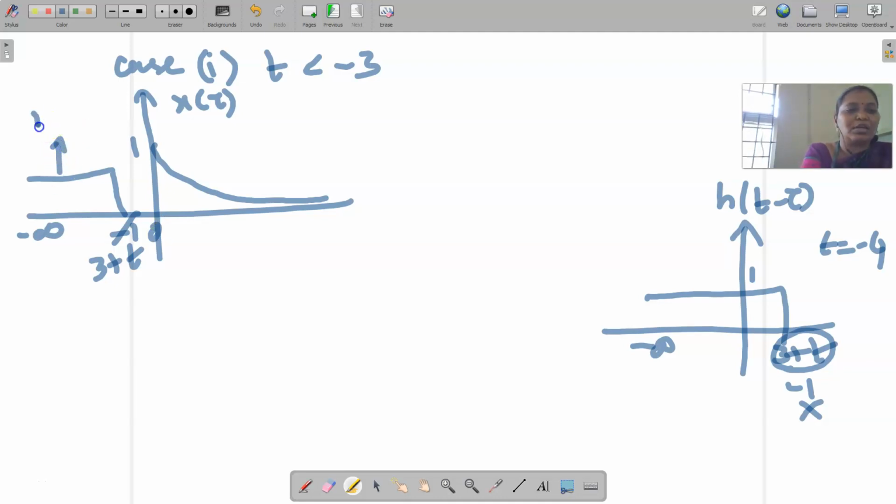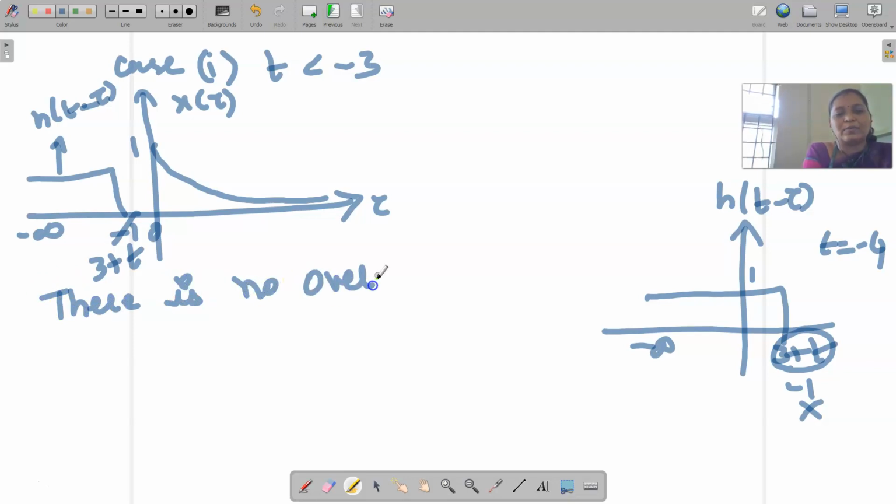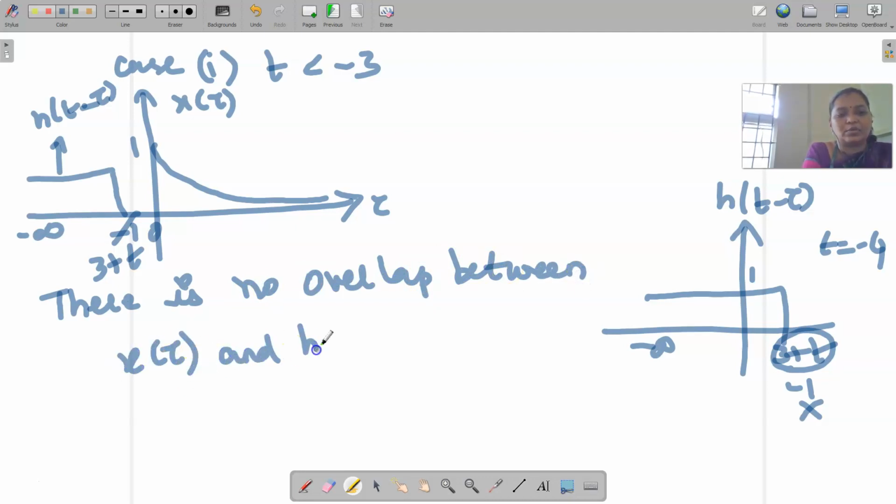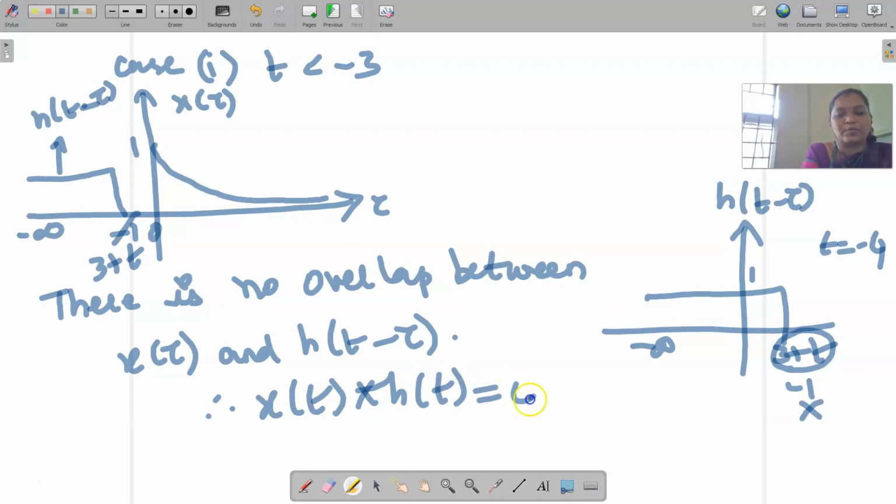So, this diagram is your h of t minus tau, this diagram is your x of tau, there is no overlap between x of tau and h of t minus tau, okay. So what happens, the convolution becomes 0, okay. So, as usual you have tried, there is no overlap between x of tau and h of t minus tau. Therefore, x of t star h of t is 0.